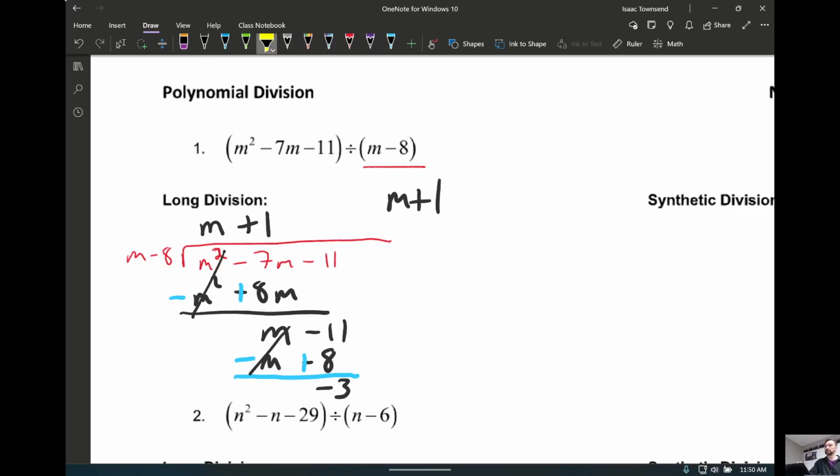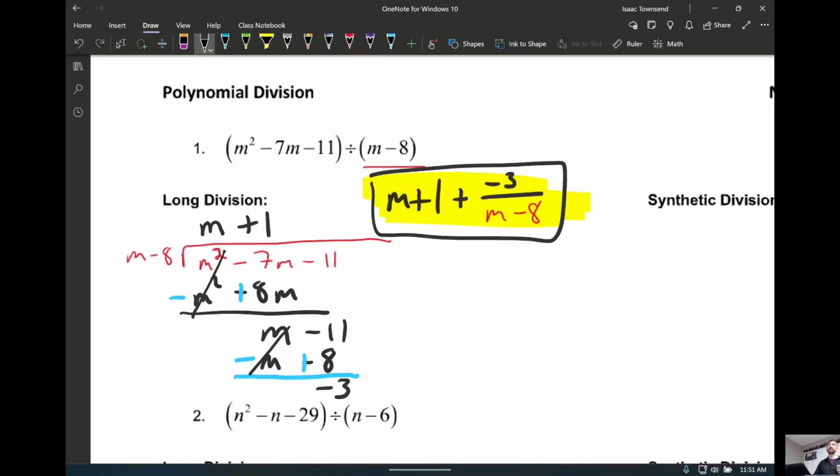So your answer should be the quotient, m plus 1, plus the remainder over the divisor. The divisor is the thing that you're dividing by. All of that is the answer. Now, if the remainder is 0, which happens fairly often, then that last term just goes to 0 and we don't have to keep up with it. We'd love for the remainder to be 0, but a lot of times it's not.